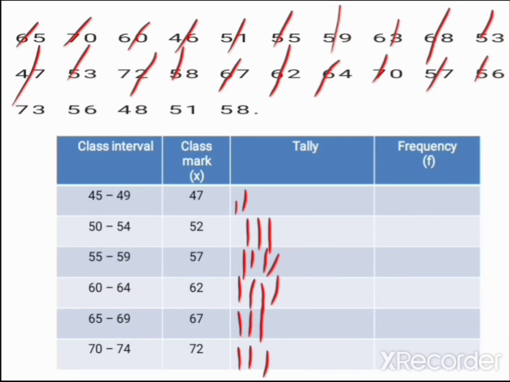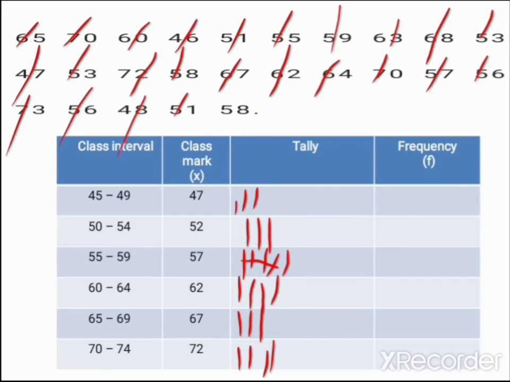56 also falls into the third class. But if we count, that class is already 4. To draw the fifth one, you cross it to indicate it is 5 now. That's 5. The next one is 73. It falls into the last class. 56 falls into the class that is already 5, to make it 6. 48 falls into the first class.